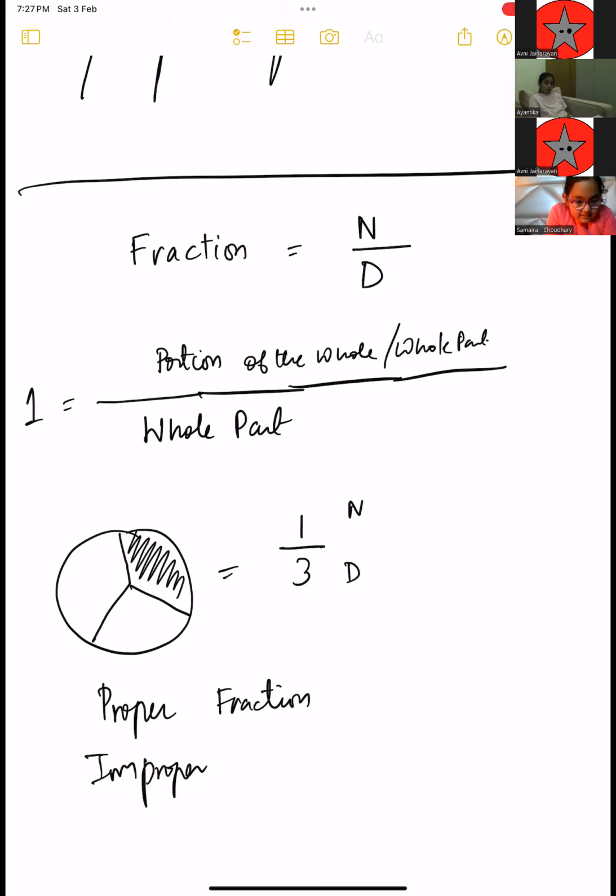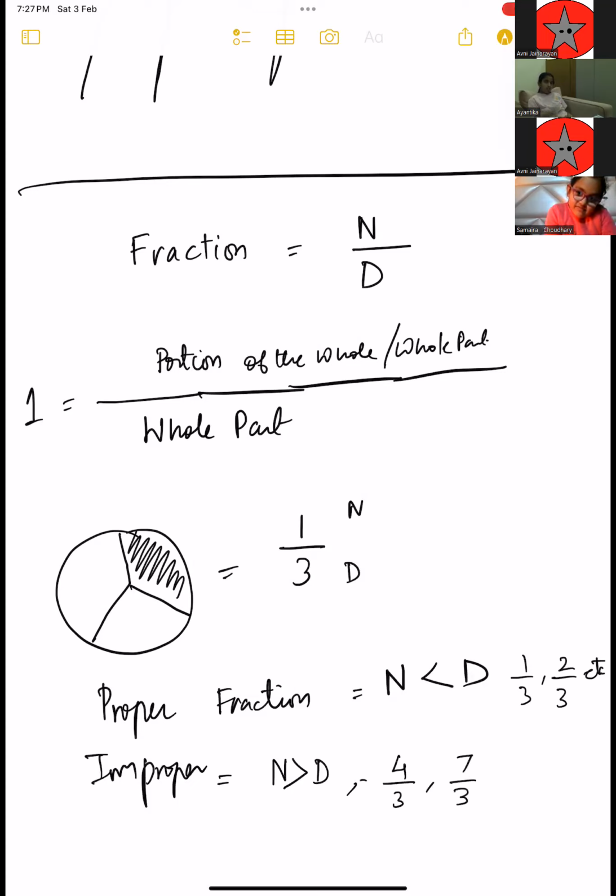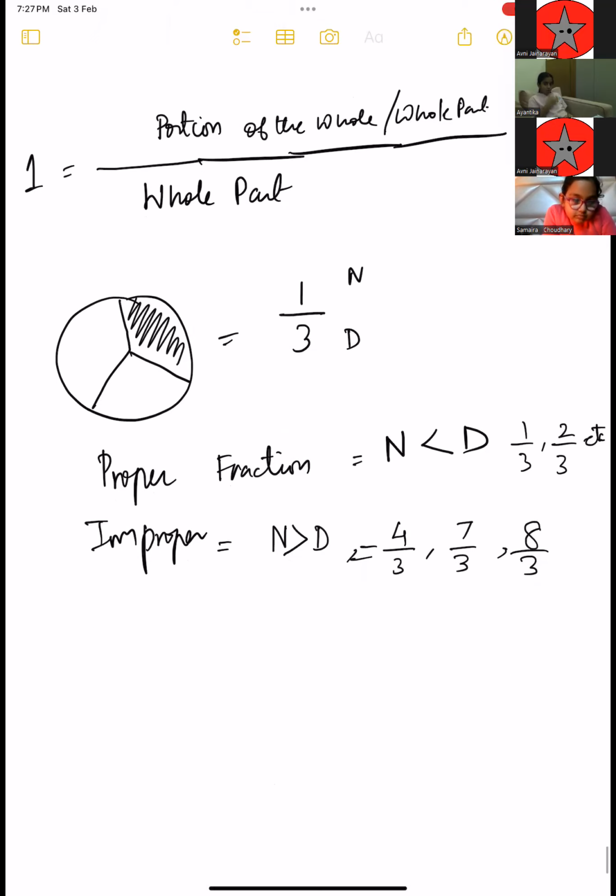So in a proper fraction, the numerator is always less than the denominator. Okay, जैसे 1/3, 2/3, etc. But in improper, the numerator becomes greater than the denominator, like 4/3, 7/3, okay? 8/3, ऐसा होता है. Will you remember this? Proper and improper. Now, I have also taught it to remember it in a way.